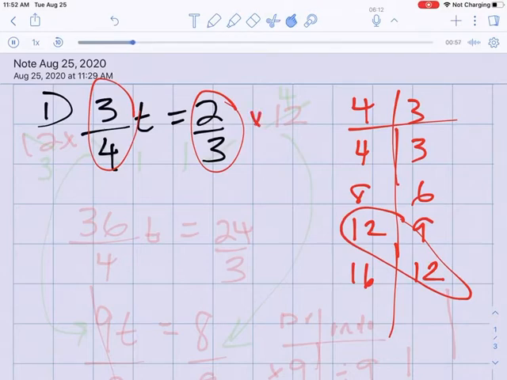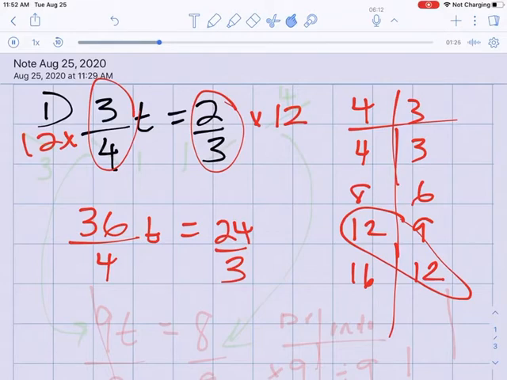So on both sides of my equation, I'm going to multiply by 12. And that is going to cancel out the denominator of both of those fractions so that we're just left with numbers. All right, so I'm just going to multiply across. Remember, when you multiply fractions, you multiply straight across. So I've got 36 over 4t equals 24 over 3.